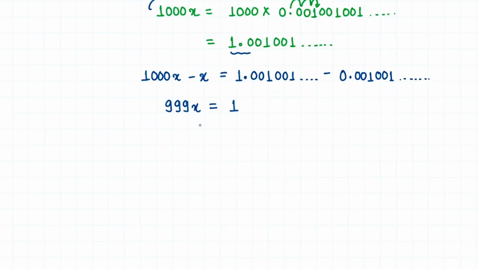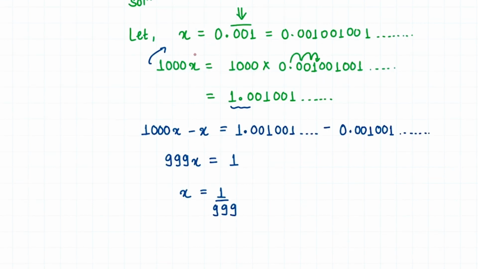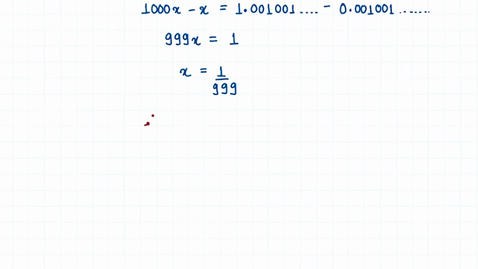Now, when you move that 999 to the right side, we are going to get our x is equal to 1 divided by 999. And again, we know our x is 0.001 bar. So therefore, 0.001 bar, which is our x, is equal to 1 divided by 999. And done. We have solved our third question as well.